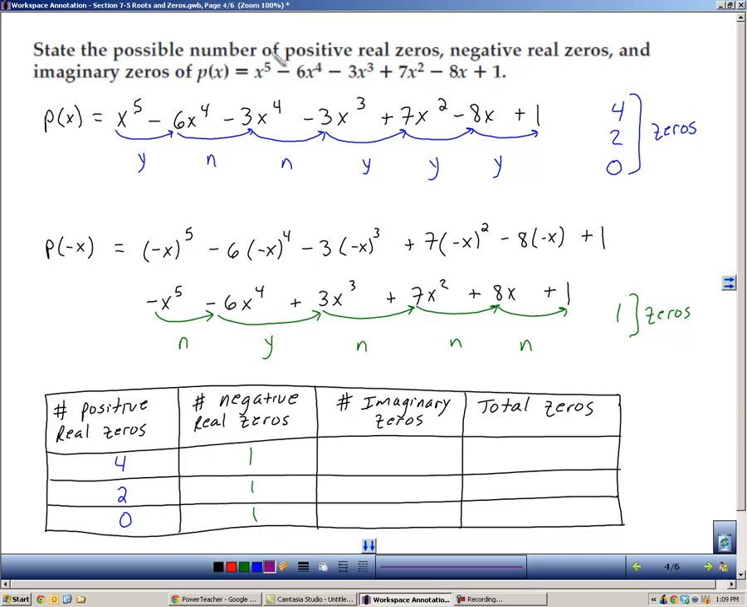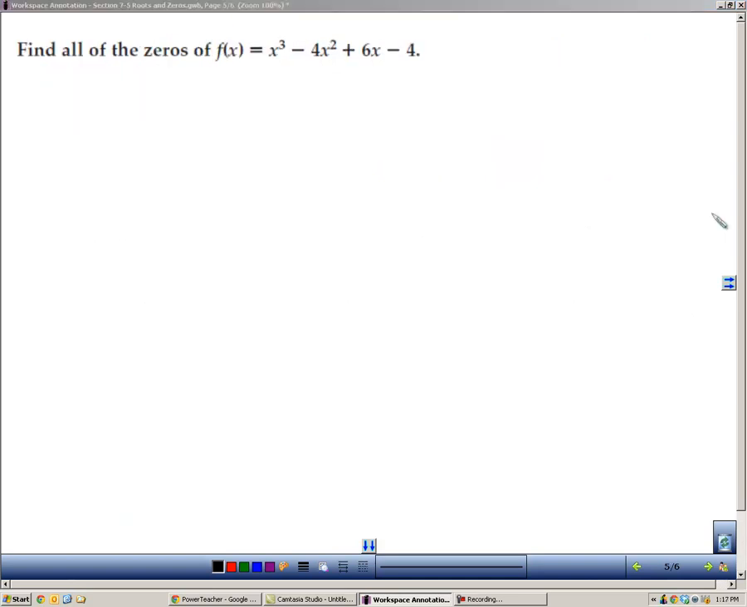Now we know from looking at the degree of the polynomial, there has to be a total of 5. So there has to be 5 on here. So using this chart, we can tell how many imaginary zeros there has to be. Well, if I have 4 and 1, that means there has to be no imaginary zeros. If I have 2 positive, 1 negative, that would mean I need 2 imaginaries to make 5. And if there were no positive and 1 negative, I would need 4 imaginaries. And so these represent the 3 ways that you could break down the solutions or the zeros of this polynomial function by using Descartes' rule of signs.